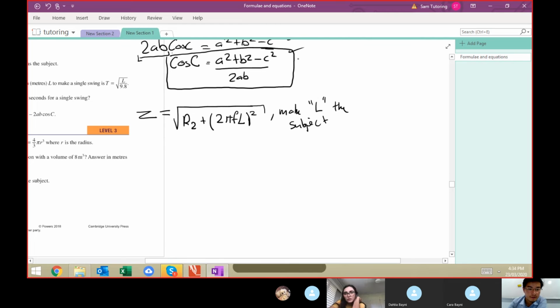What would you do first? There's a lot of things to pay attention to, but what was the first thing you should do? The square root. Yep, as always, because the square root encapsulates the whole expression, so getting rid of it first is a good idea. So you get z squared is equal to r2 plus (2πFL) all squared. Now what?